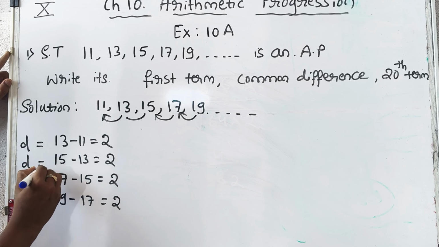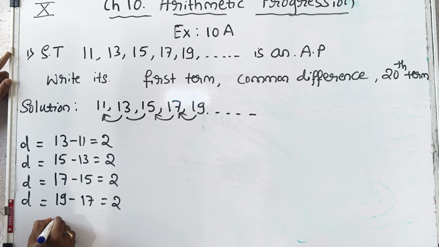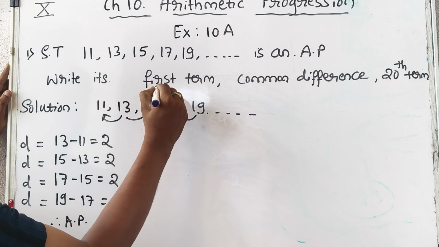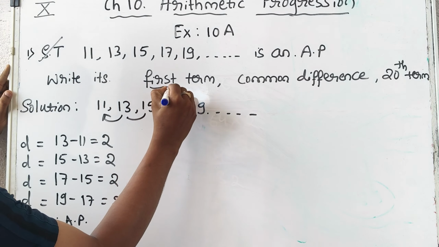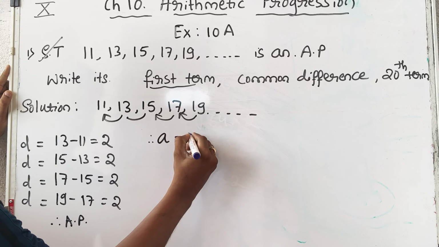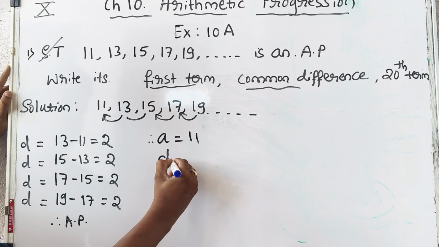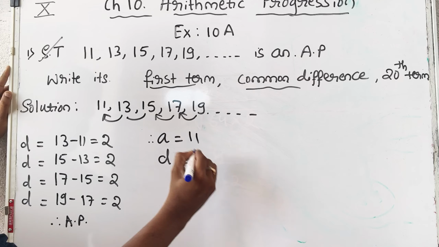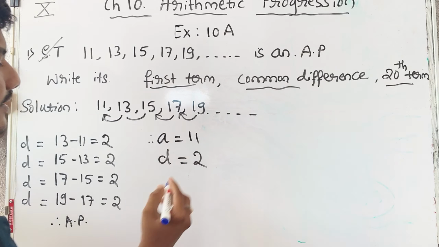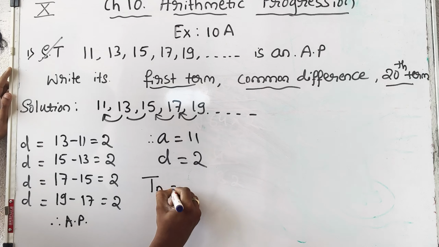Here everywhere the difference is common, this we call the common difference in the arithmetic progression. Everywhere the common difference is 2, therefore the given progression is an AP. Hence we proved that it is an AP. In this he is again asking what is the first term. The first term in this progression is 11, and the common difference he is asking is 2. Also he is asking to find the 20th term.